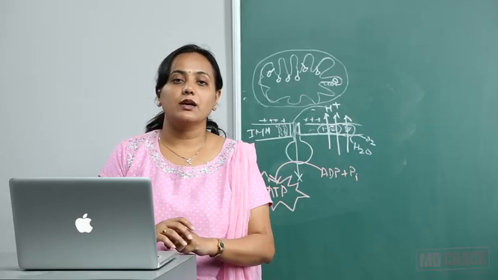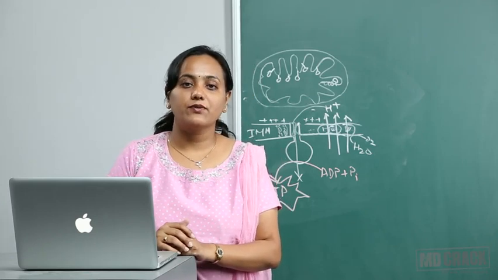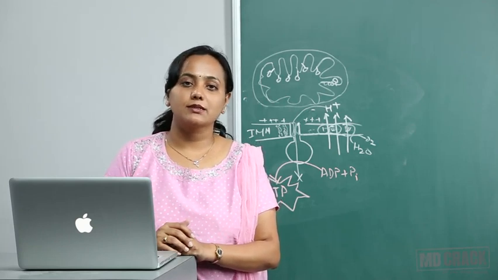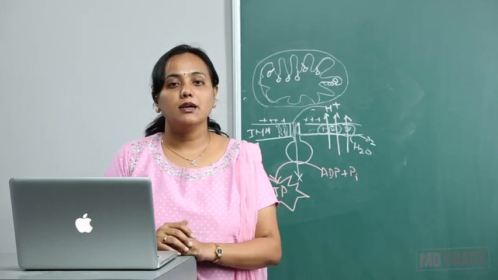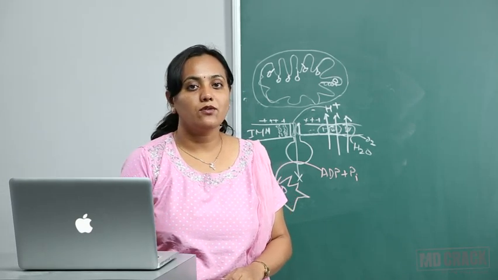So with this we come to the end of the electron transport chain and the different mechanisms by which ATP is synthesized: substrate level, and the coupling of the ETC with oxidative phosphorylation.